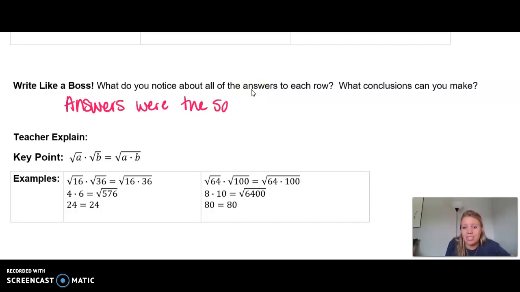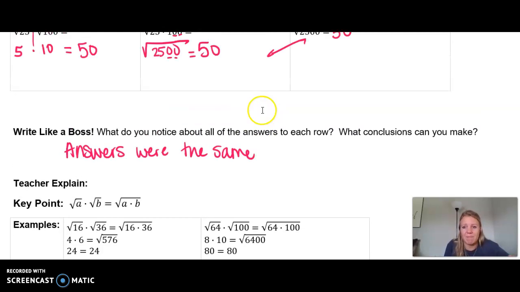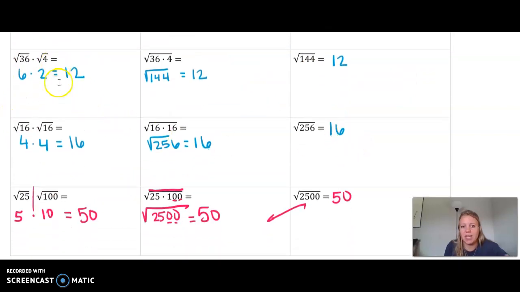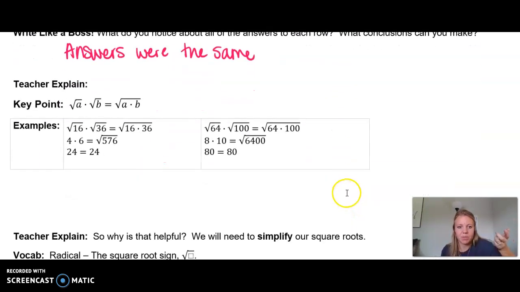And what we noticed is that we can break them up and make it easier, right? Hopefully you thought that these initial ones were a little bit easier than the ones over here, because we can break down the square roots when they're smaller numbers. Because if I was given the square root of 2,500, that's a big number. I'm not going to be able to do that in my head as easily because I'm not memorizing up to 50, right?